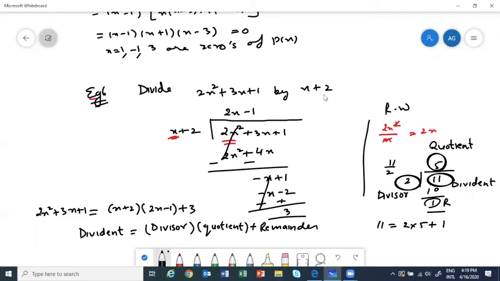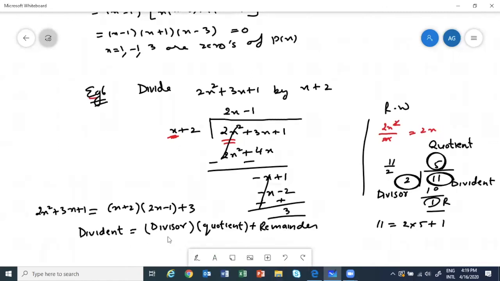Yeah, I told you that's an example. So when we have a remainder, what to do? When there is no remainder, I told you. When there is a remainder, what we have to do? We have to use this: dividend is equal to divisor into quotient plus remainder.